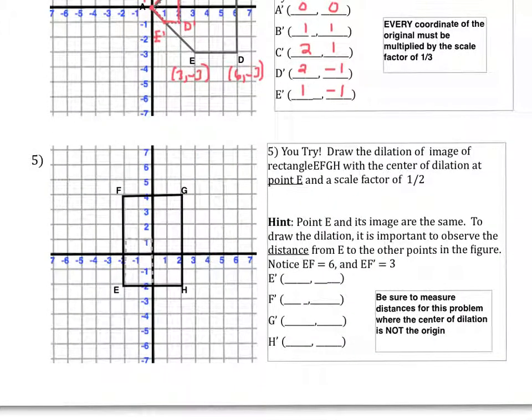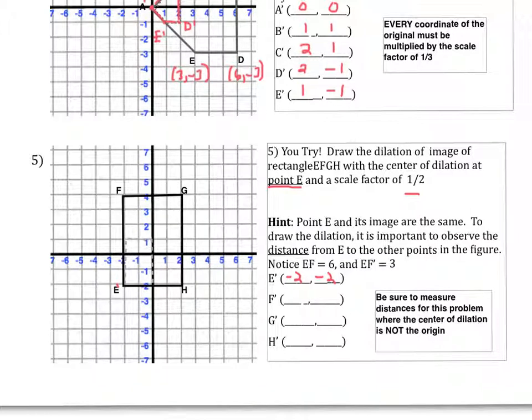All right, in our last example, we are moving the center of dilation from the origin to a different point. And it says that we are to draw the dilation of the image of rectangle EFGH with the center of dilation at point E. So all measurement is going to be based on the distance to point E. We have a scale factor of 1/2. So we want to cut these distances in half. So our hint says that point E and its image are the same. So E and E prime are both at -2, -2.